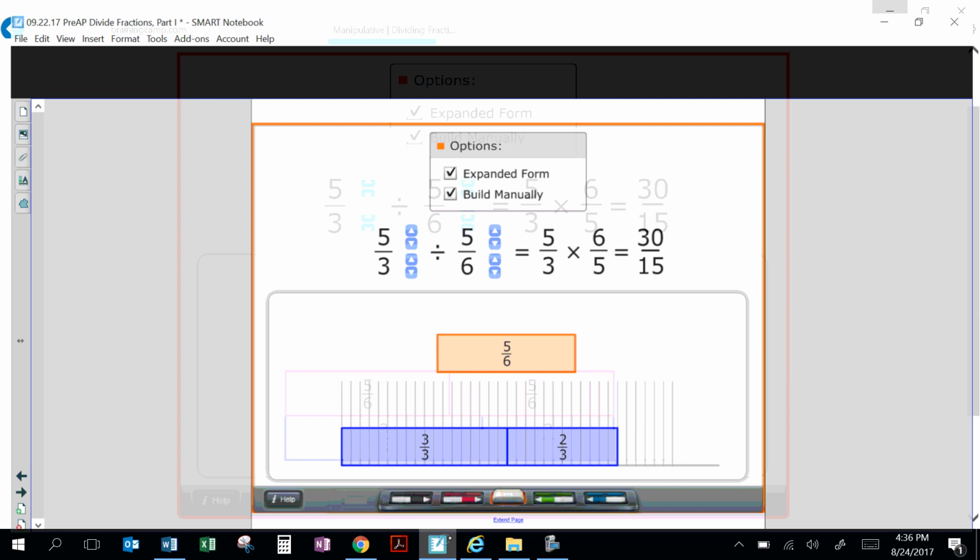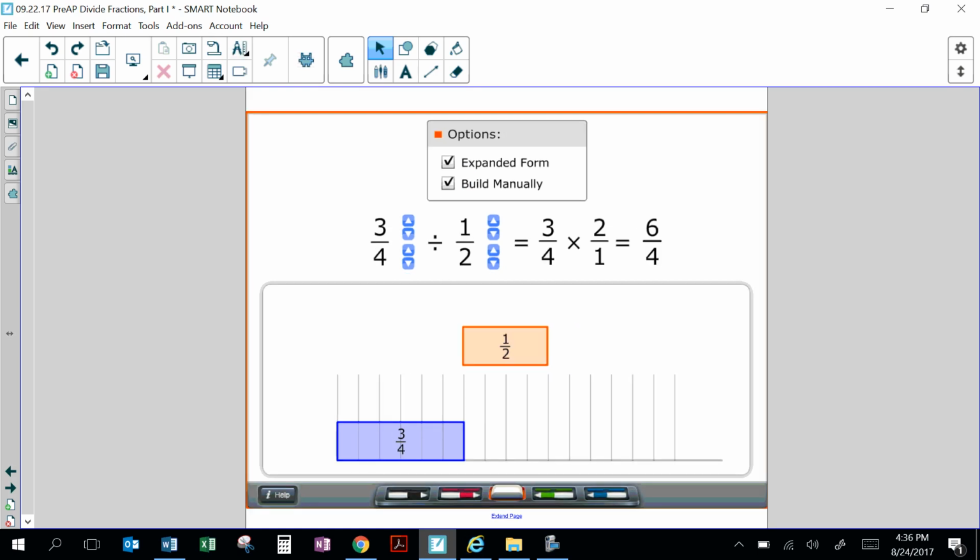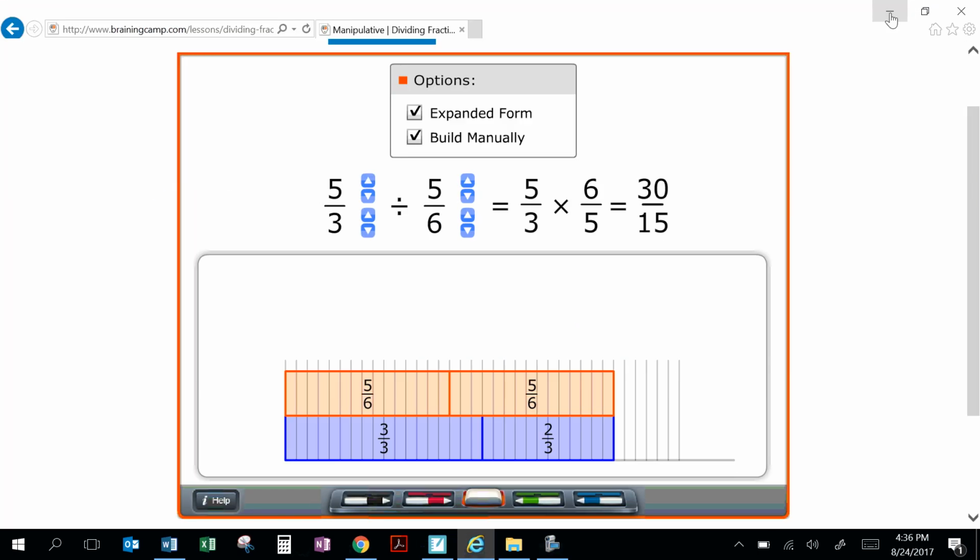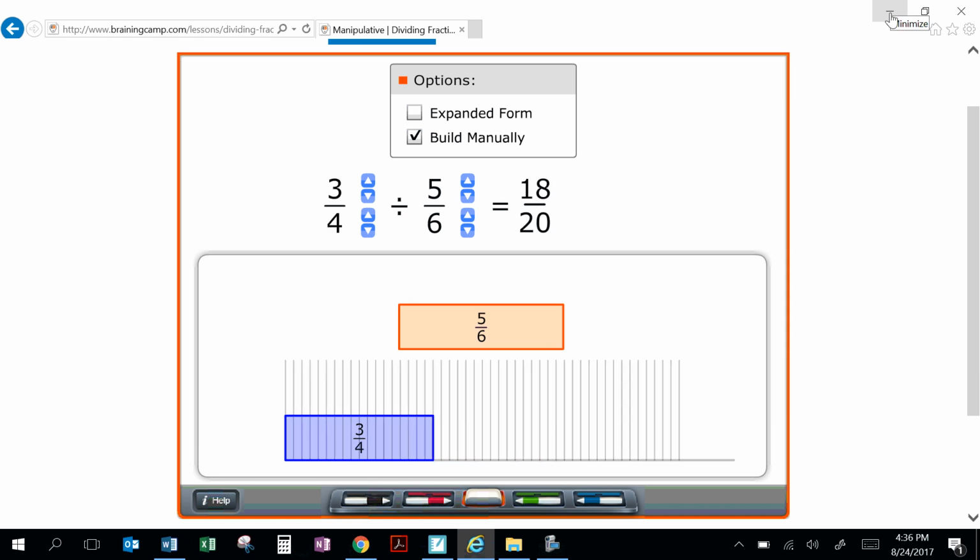Next one. 3/4 divided by 1/2. I'm going to cover this up. Can you make a prediction?